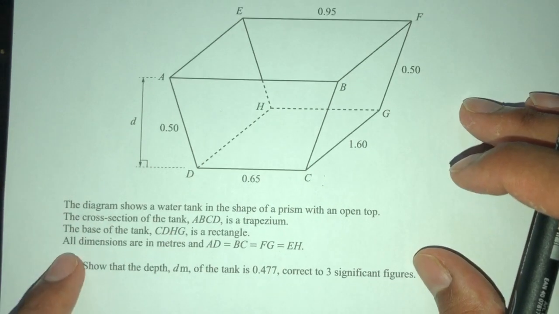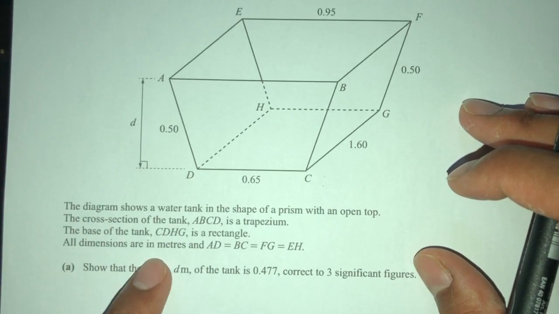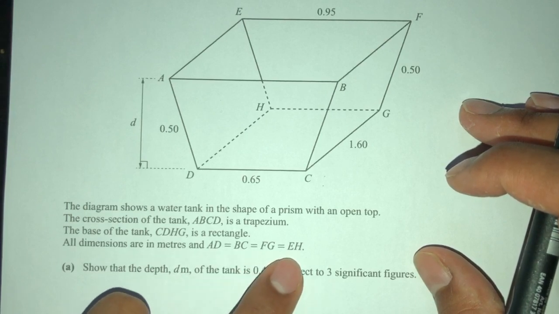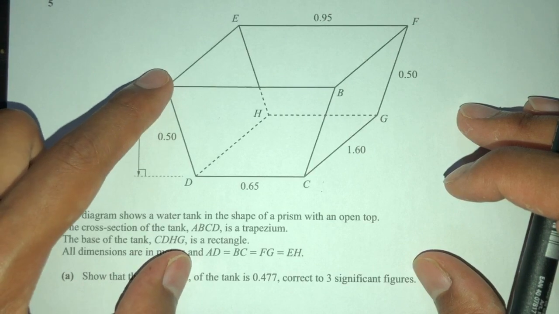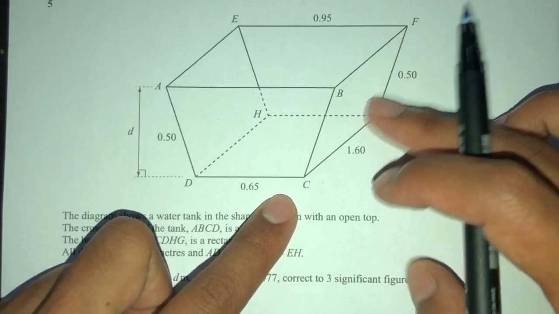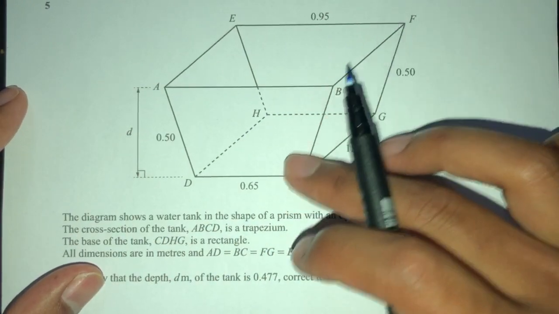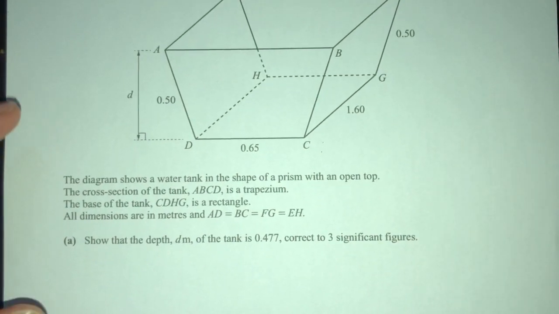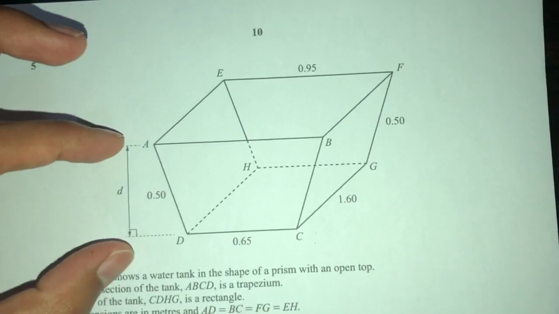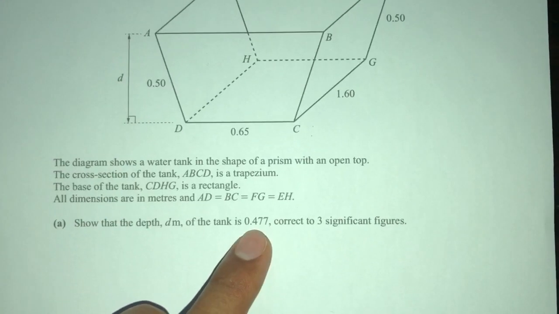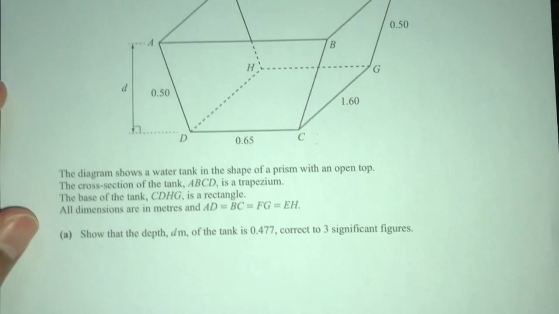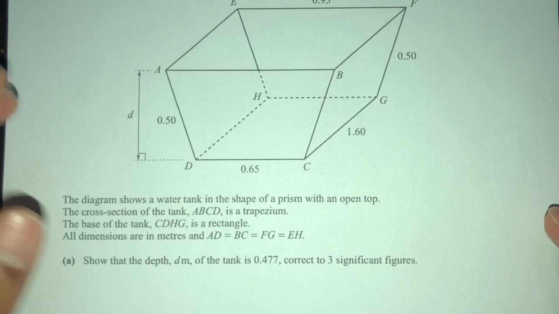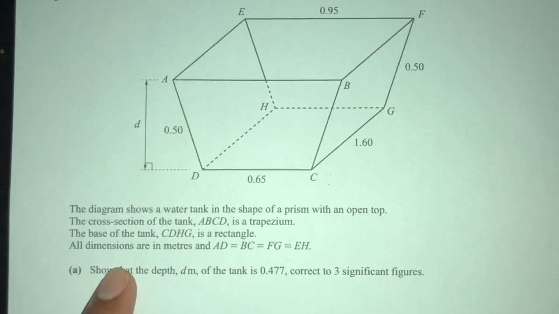Okay. Now all the dimensions are in meters and AD is equal to BC, FG, and EH. So basically this and this are the same. So all these side lengths are the same. Now for part A, we have to show the depth d, right here, is equal to 0.477 correct to 3SF. Now how can you show this? Obviously we have to use the given information. So we have to understand what this really means.